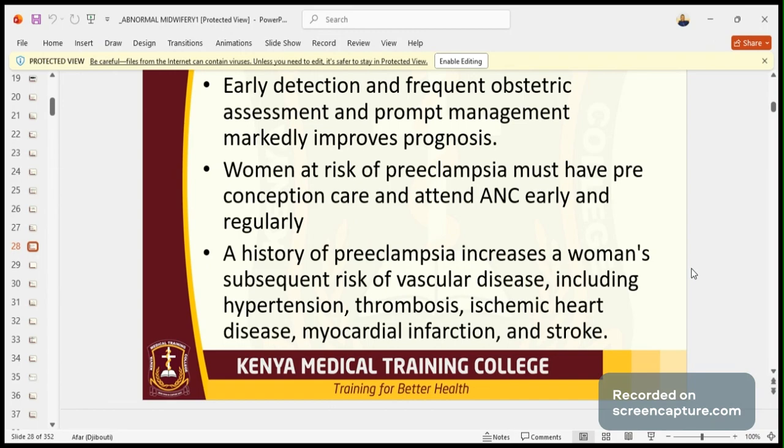Women at risk of preeclampsia must have preconception care and attend ANC early and regularly. A history of preeclampsia increases a woman's subsequent risk of vascular disease, including hypertension, thrombosis, ischemic heart disease, myocardial infarction, and stroke as well.